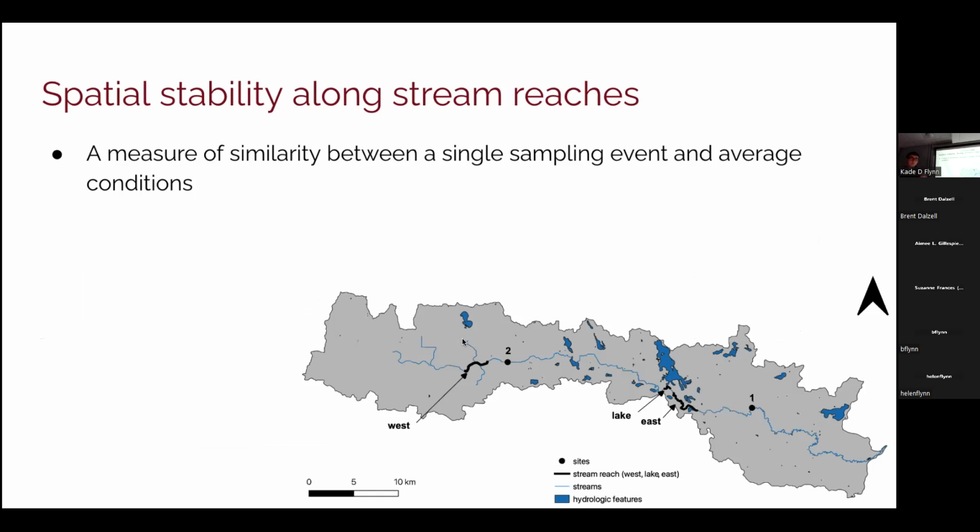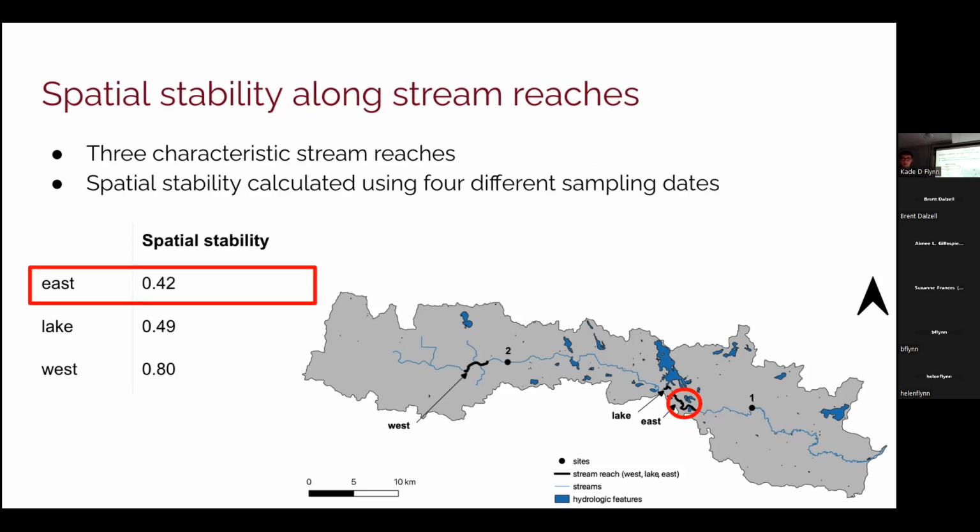We look at this metric, spatial stability, along three characteristic stream reaches throughout the watershed. So this eastern stream reach is characterized by flow through lakes and wetlands that the stream moves through that we paddled through, as well as these smaller riparian features. This lake stream reach is characterized by the outlet of High Island Lake. And then we have this western stream reach, which is characterized by conditions within the upper portions of the watershed. And we see that spatial stability was lowest for this east stream reach and highest for this western stream reach.